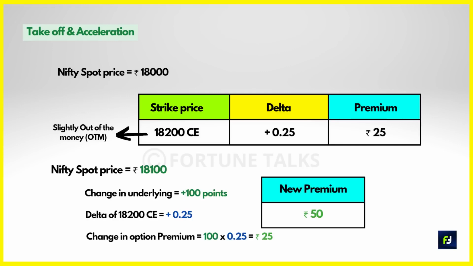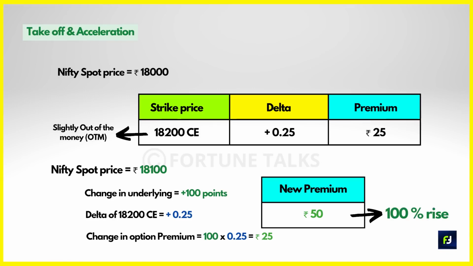So when the spot price moves 100 points from 18,000 to 18,100, what do you think will happen to the 18,200 call option's premium? Since the delta is 0.25 and the change in underlying is 100 points, the change in the premium will be equal to 100 multiplied by 0.25, which is equal to 25 rupees. And therefore, the new premium will turn out to be 25 plus 25, which equals 50 rupees. And that, my friend, is a 100% return.